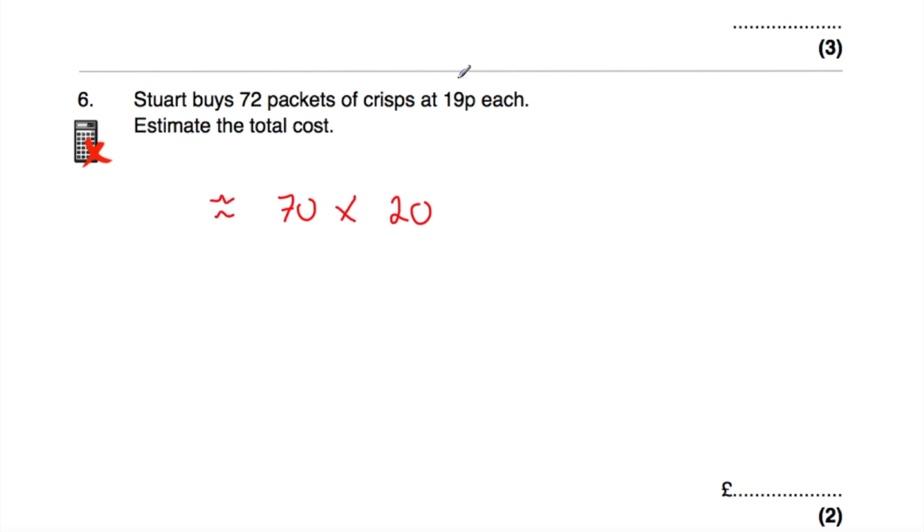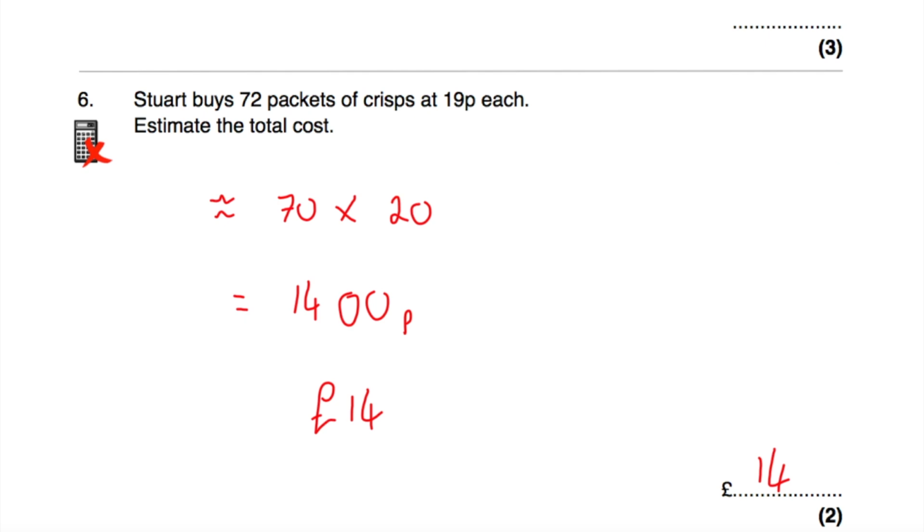So 72 times 19 is approximately equal to 70 times 20. And then if we just do 7 times 2, that's equal to 14, and add on our 2 zeros. So it'll be 1,400 pence, or in pounds, that'll be £14. So our estimate for the total cost would be £14, and that's it.